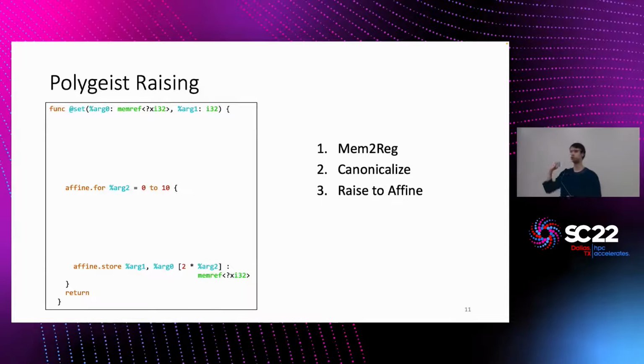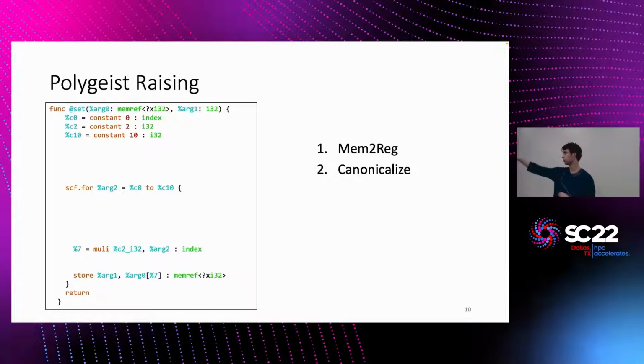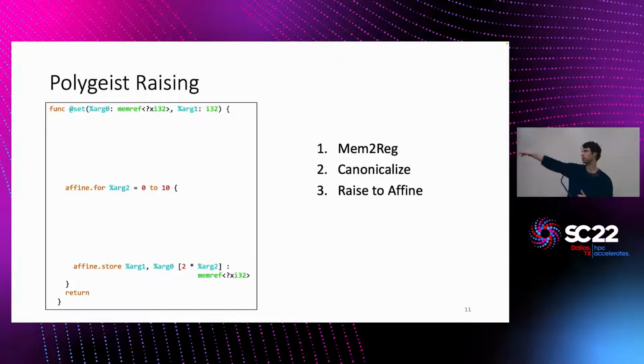Next, we have the notion of raising to affine. Whereas before, we see this SCF for, which is just some generalized structured control flow for, which in this case goes from 0 to 10, now we have this raised to an affine for, which represents the fact that this is pseudo-polyhedral. And if we look at the store here at the bottom, we have this indexed at 2 times the individual index argument.